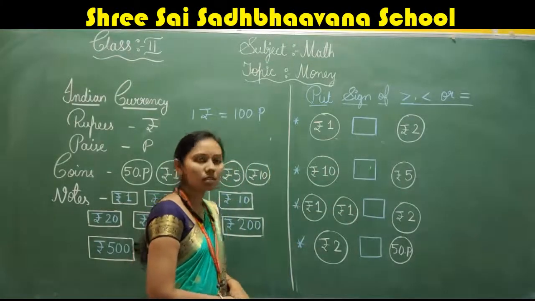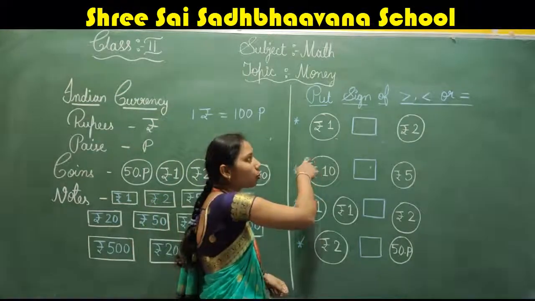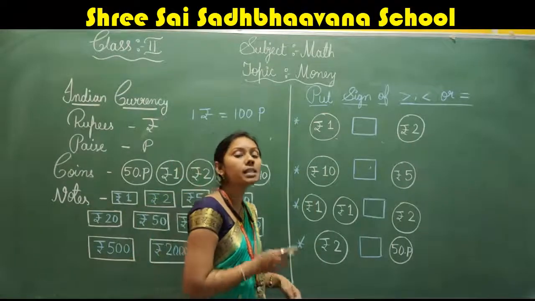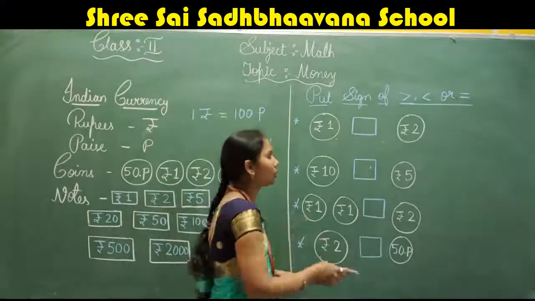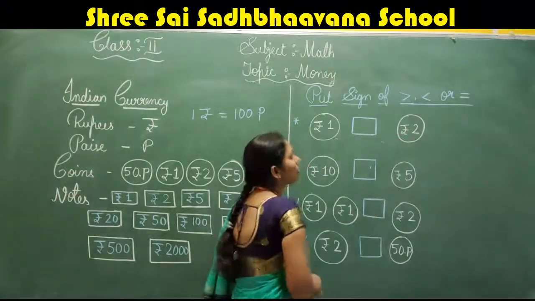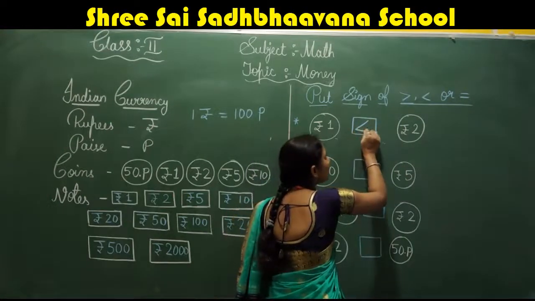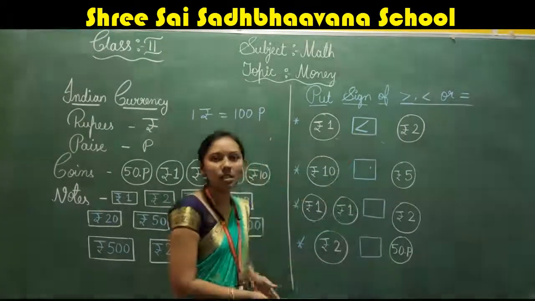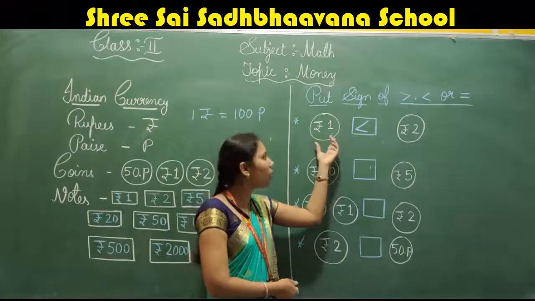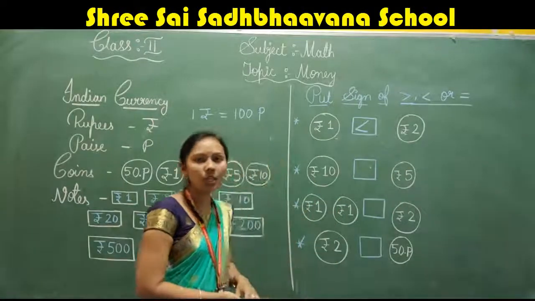Will you find out this? Yes, you are correct, children. 1 rupee is less than 2 rupees. So we are going to use the lesser symbol, which shows us that the value of the 1 rupee coin is less than the value of the 2 rupee coin.